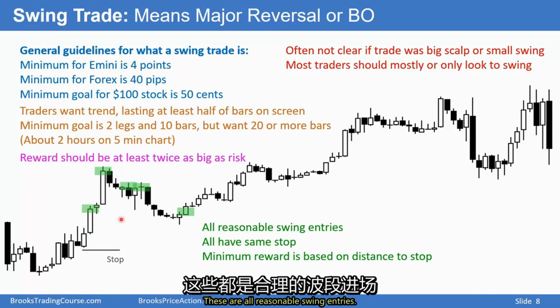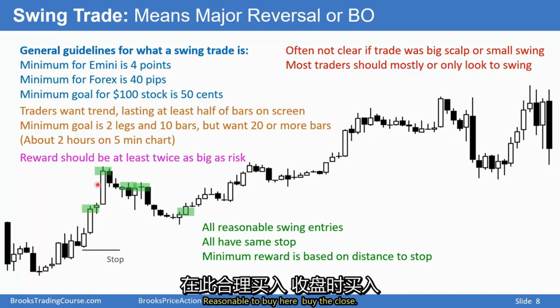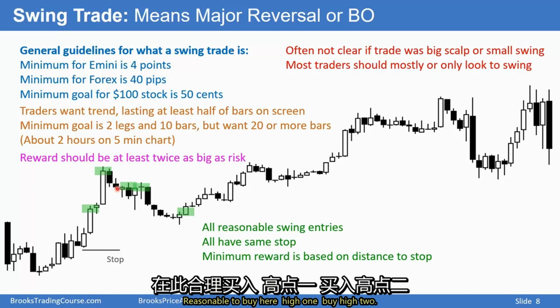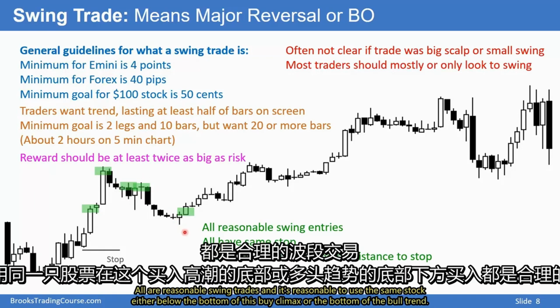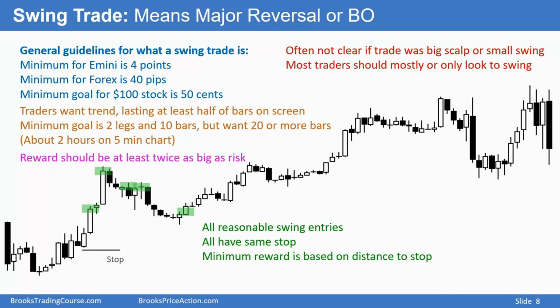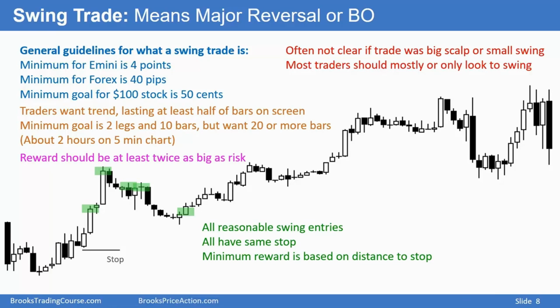These are all reasonable swing entries. We have a 2-bar bull breakout closing on its high after a series of other bull bars. Reasonable to buy here, buy the close, reasonable to buy here, high 1 buy, high 2 buy, reasonable to buy. More complex high 2, high 1, pullback, high 2. All are reasonable swing trades, and it's reasonable to use the same stop, either below the bottom of this buy climax or the bottom of the bull trend. The minimum reward for any one of those entries is based upon the distance to the stop.